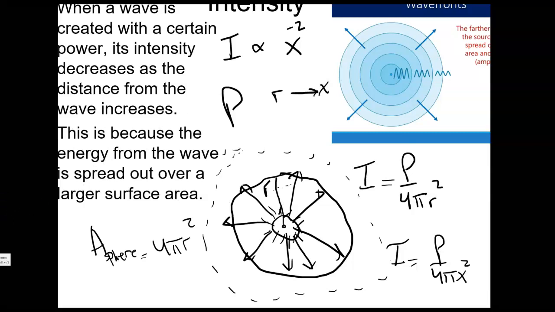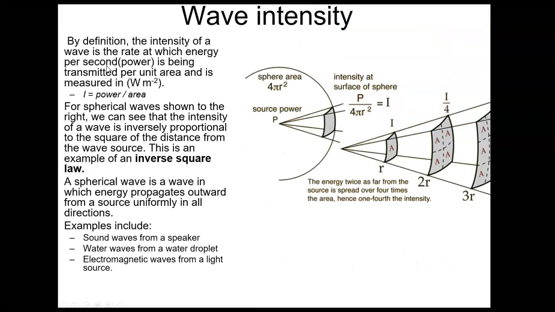And I apologize for the bad pictures, but I'm going to erase this. Okay, this picture is a little bit better, and you can kind of see the visualization of that energy as you get farther and farther away, it's spread out over a bigger area. This, by the way, is an example of what's called an inverse square law. Inverse just means 1 over that something, and squared just because distance is being squared in the equation. And so for spherical waves, this is the relationship that you're going to use to find intensity.